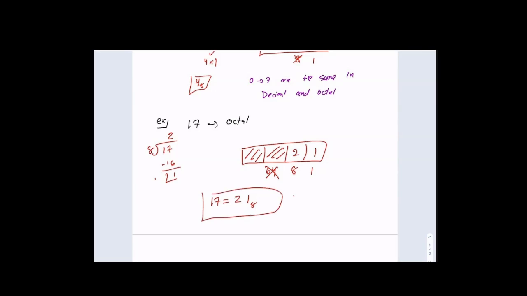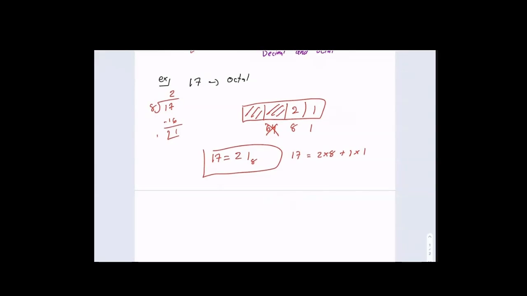Now, how do I know that? Because what we're saying is it's 2 times 8 plus 1 times 1. That's just to check my work. So 17 in octal is 21.